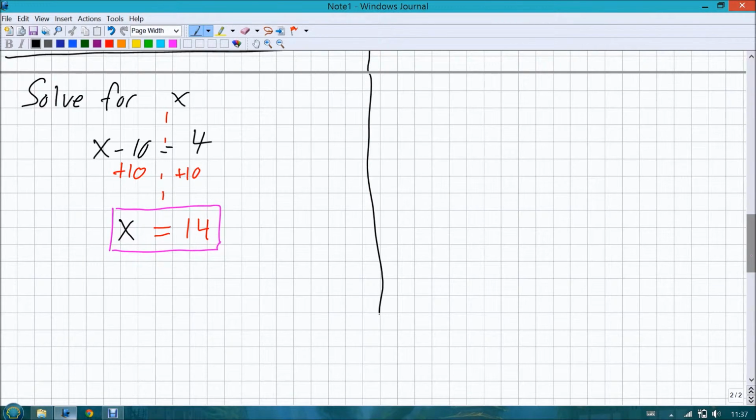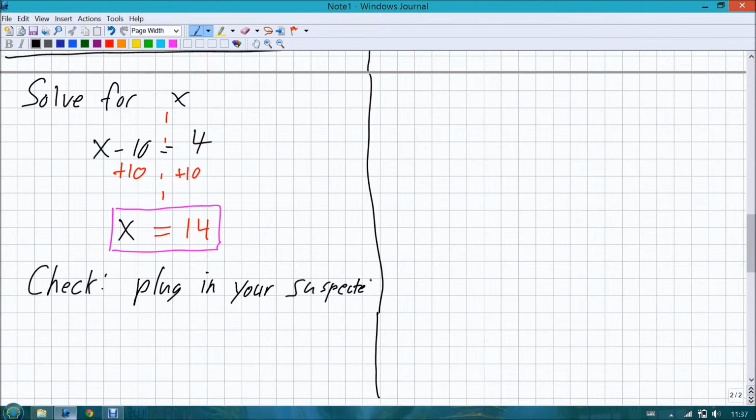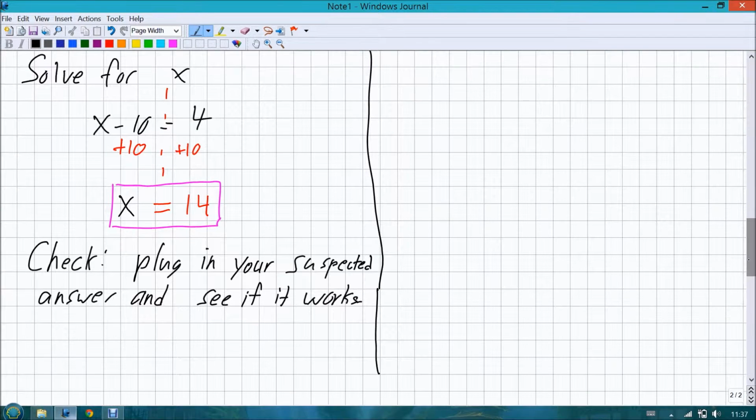Now, how do you check your solution? To check, you plug in your answer. I'm going to say suspected answer. And see if it works. If it doesn't work, then you obviously have the wrong answer, or it could be a very special case, which we will get into later on, especially when we're dealing with things like absolute values.